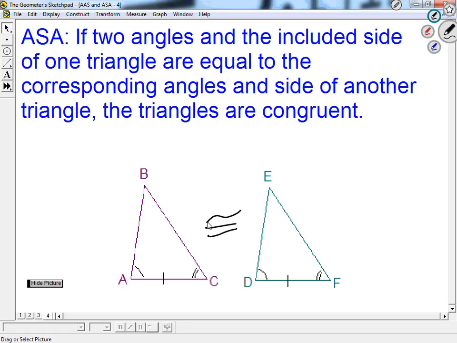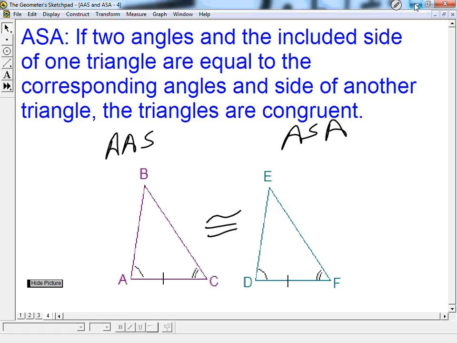So just like yesterday, we needed 3 marks, right? For side, angle, side, we needed 3 marks. Today, we still need 3 marks as well. Remember, the first rule we saw today was angle, angle, side, so I need 2 angles and the not included side. The other rule that we saw is angle, side, angle. I need 2 angles and the included side. Does that make sense? Any questions so far on our notes?